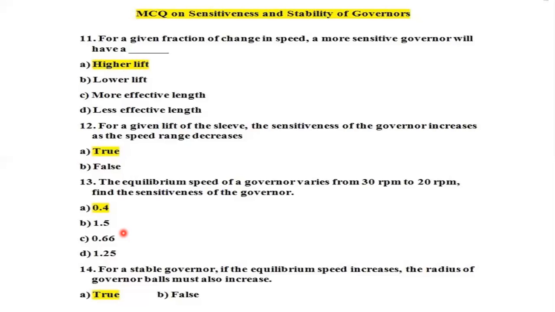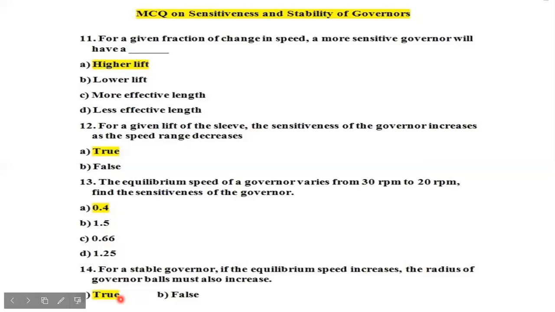So mean speed is nothing but N1 plus N2 divided by 2. Take minimum as N1 and maximum as N2. So you'll be getting 25 RPM. And the difference of maximum and minimum speed: maximum is 30, minimum 20, so 30 minus 20, 10. So sensitiveness is the ratio of difference of maximum and minimum speed divided by mean speed. If you calculate, you will be getting 0.4.